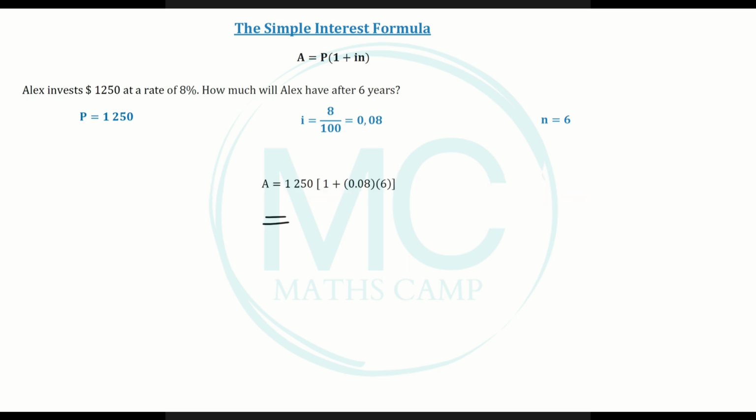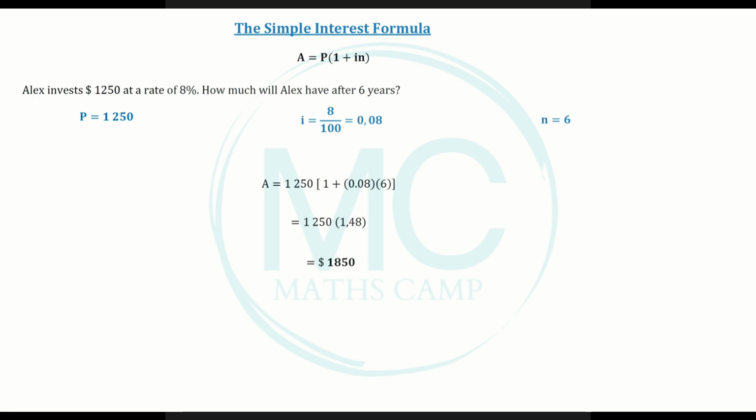Now we have P, which is 1,250. In our bracket, let's start by multiplying I and N, and we get 0.48. Let's add 1, and we get 1.48. Finally, let's multiply P by our bracket, and we get 1,850.